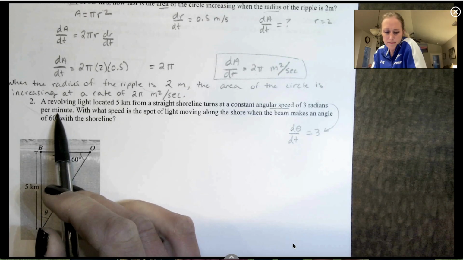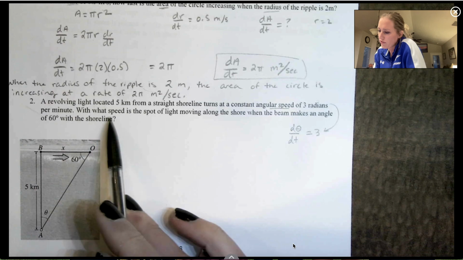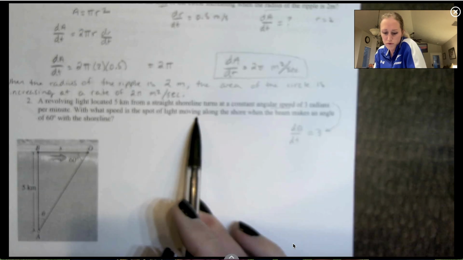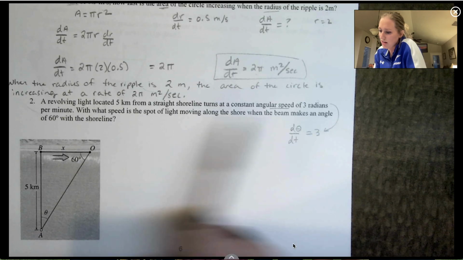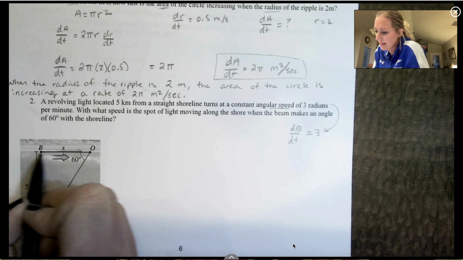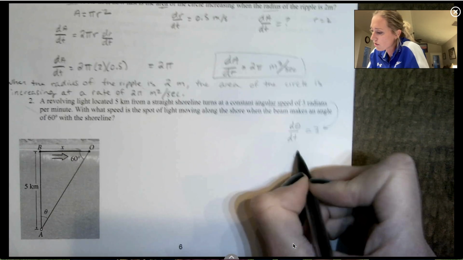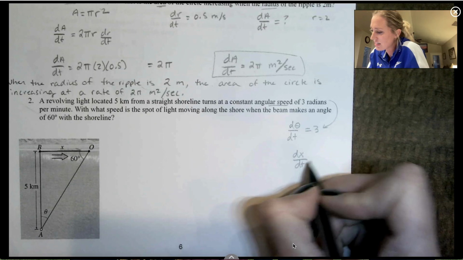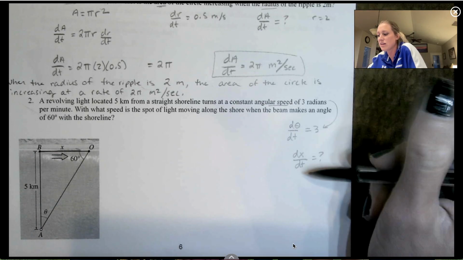Okay, 5 kilometers is a fixed distance. Come back to that. With what speed is the spot of light moving along the shore when the beam makes an angle of 60 degrees? So they're asking the speed that the light is moving along the shore. So that's going to be with respect to x. So we're looking for dx/dt. Okay, so basically now, I need an equation that relates theta and x.